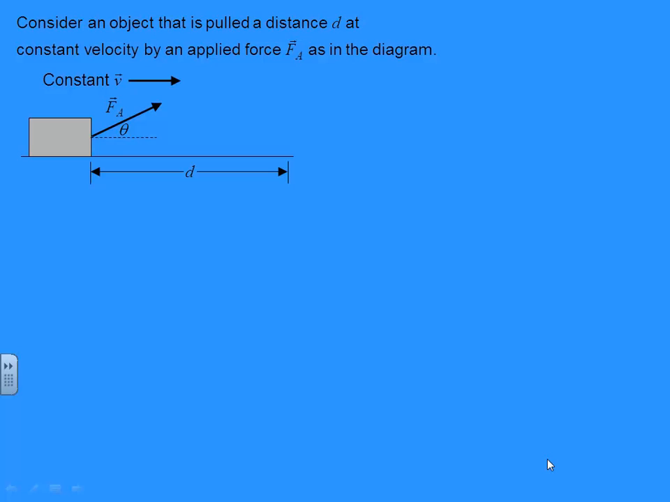Hello everyone, and welcome to a discussion of work done by variable forces. But before we get into work done by variable forces, let's review what we already know about work.